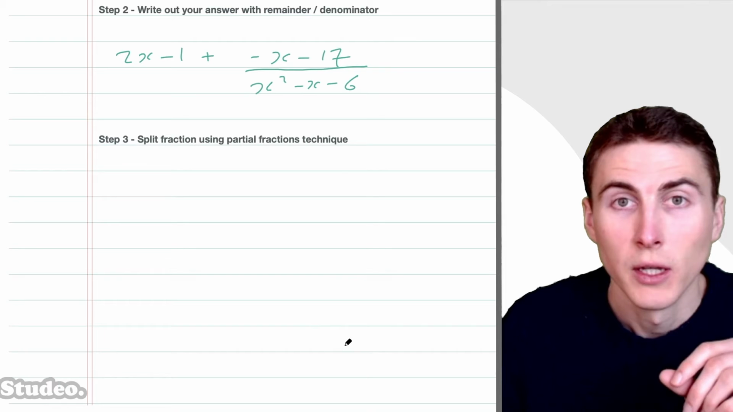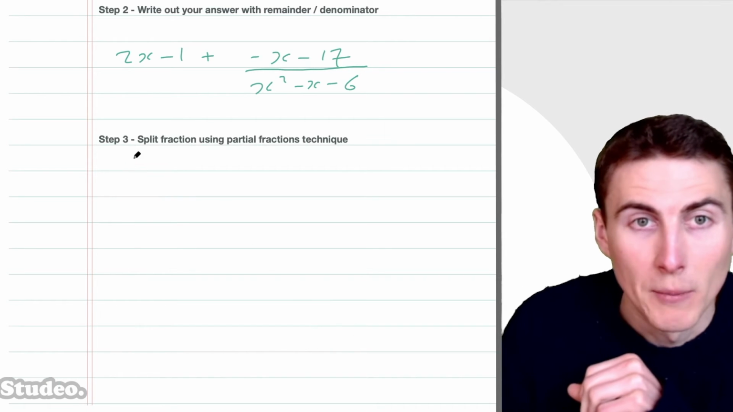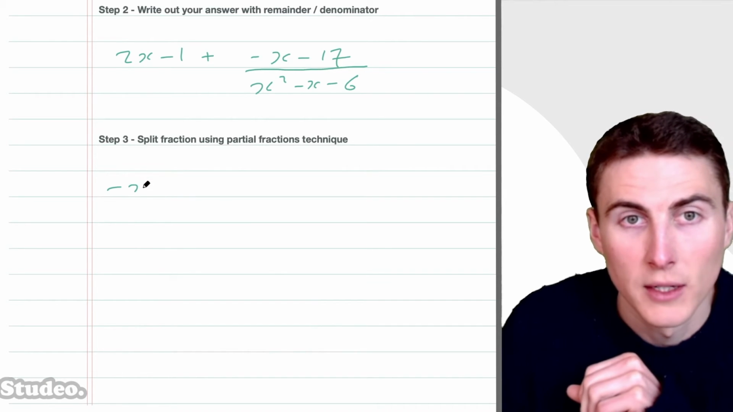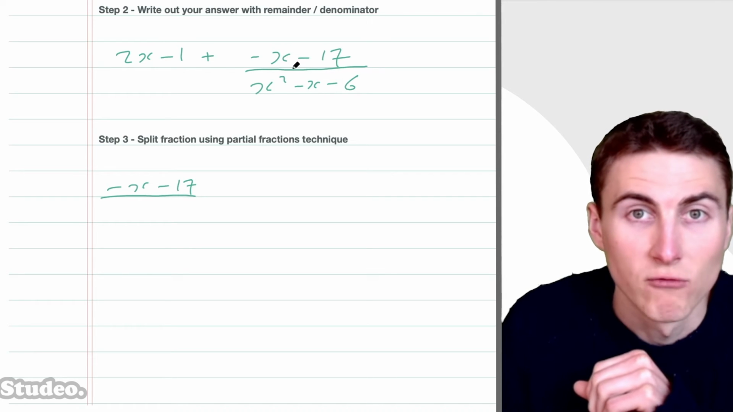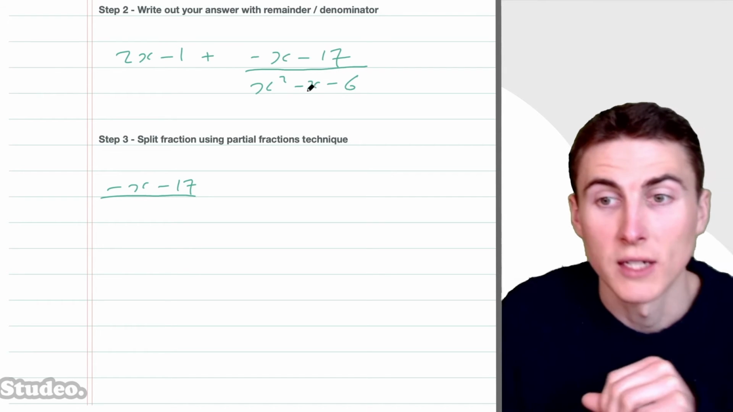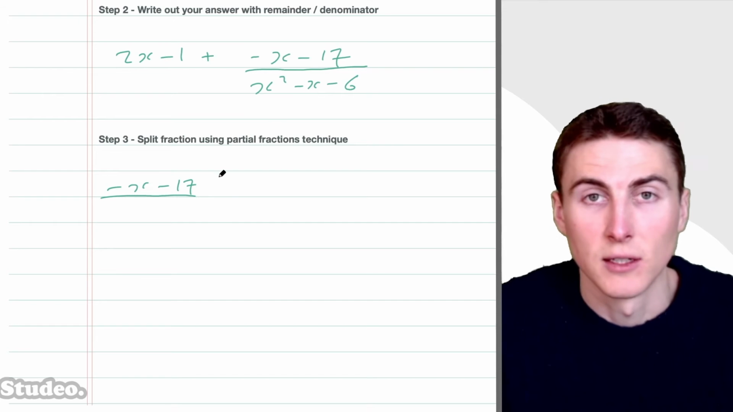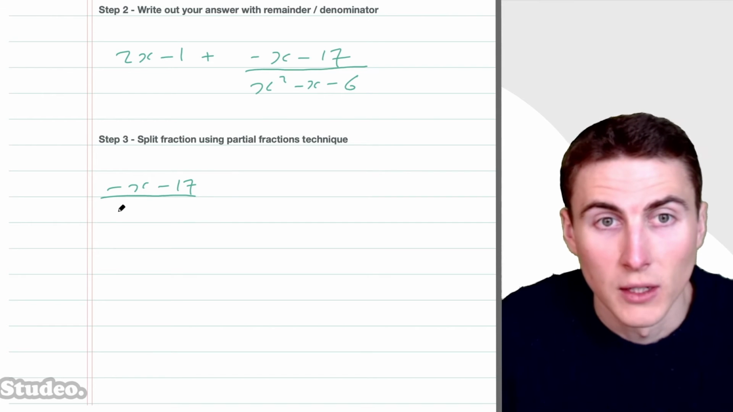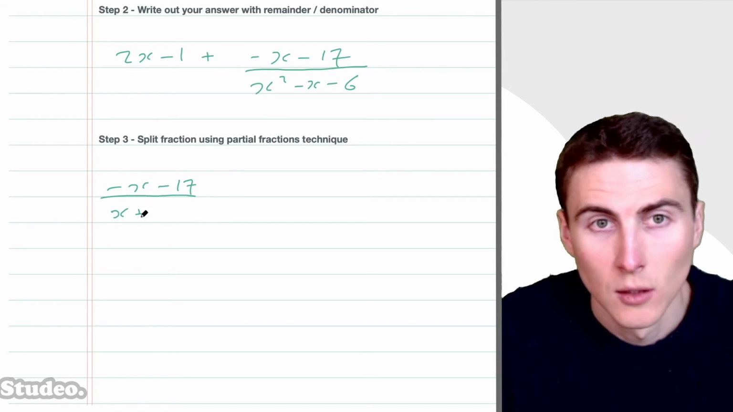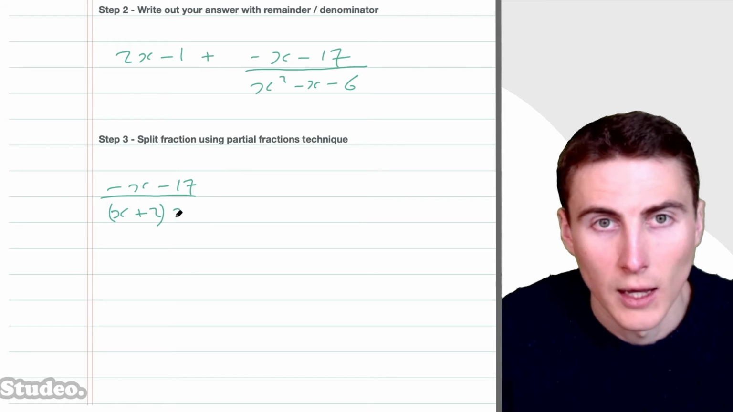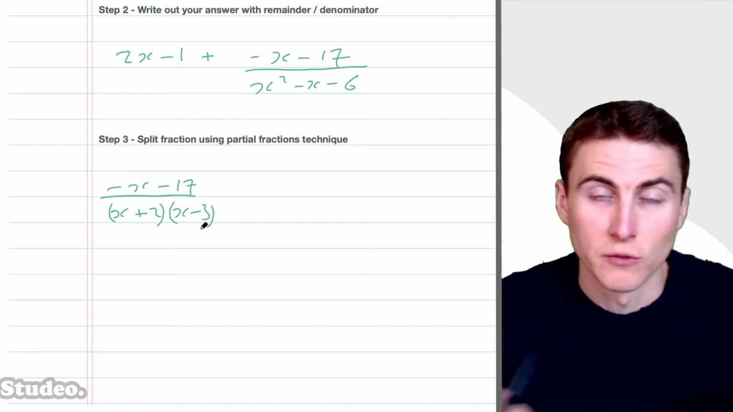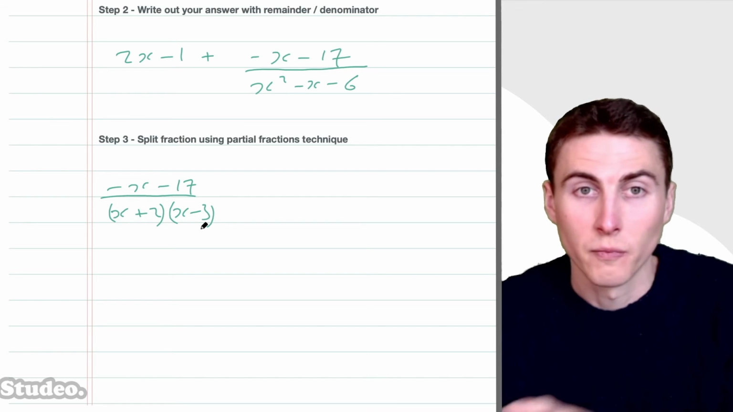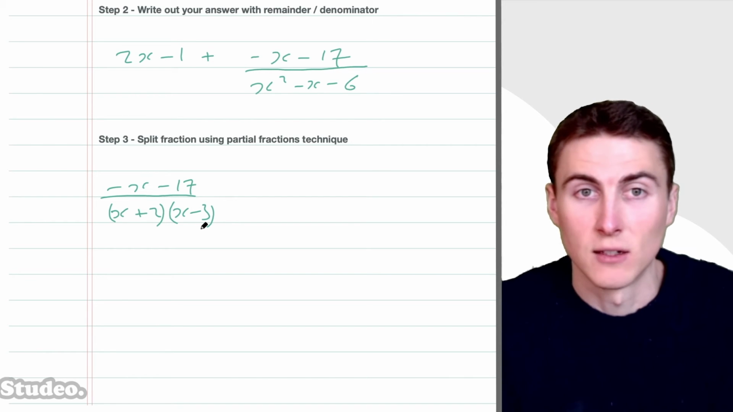So if we do that now, I'm just going to copy this down to here. So we got minus x minus 17 over. And then rather than using this quadratic, I can actually factorize that into 2 brackets. So that will give me x plus 2 and x minus 3. Yeah, so I just copied this down, but I factorized the bottom. Because remember, if we're going to split something into partial fractions, we need separate factors on the denominator.